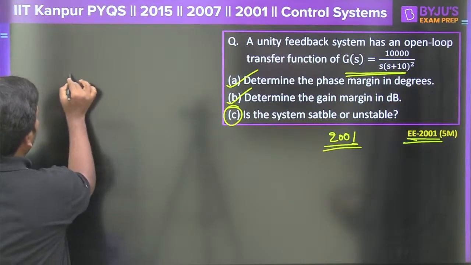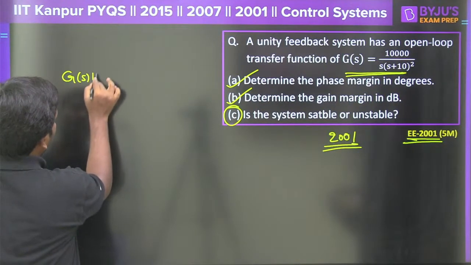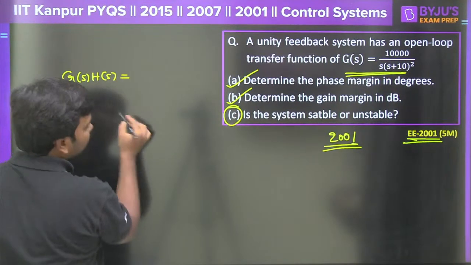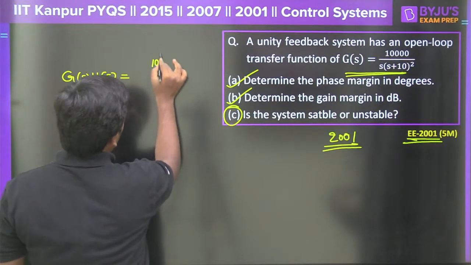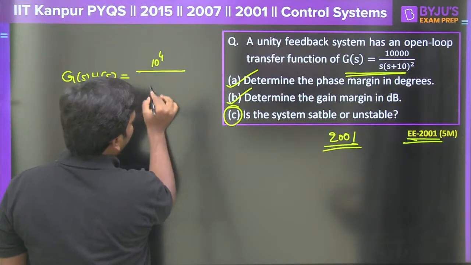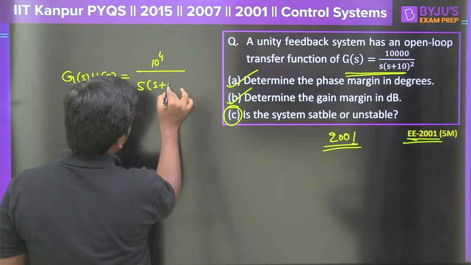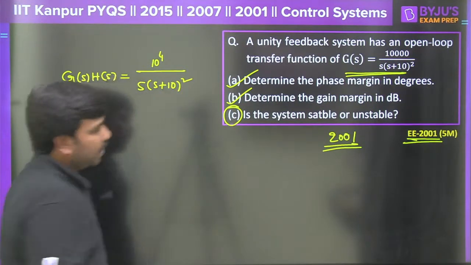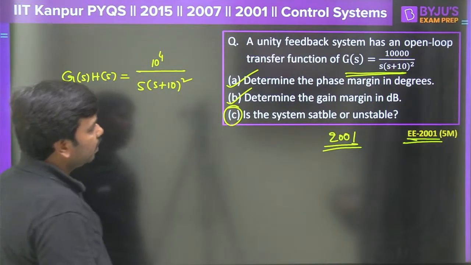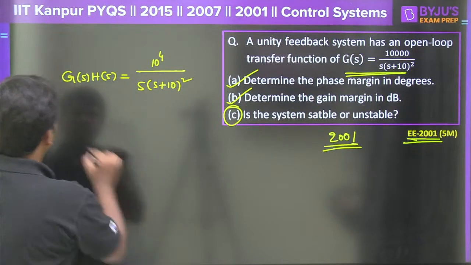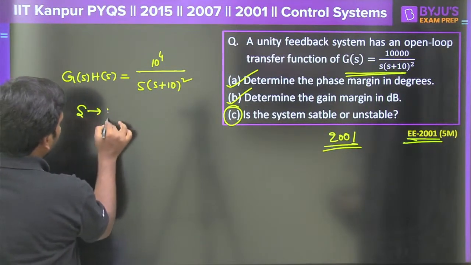Whenever you are having this, it is better to write G of s into H of s like this first of all, which is equal to 10 power 4, because the numerator is 10 power 4, divided by s into (s plus 10) whole square here. Clear? So what should I do? First thing, first get the magnitude and phase functions of this. Replace s is equal to j omega first.